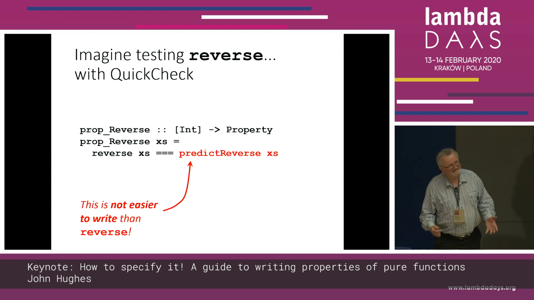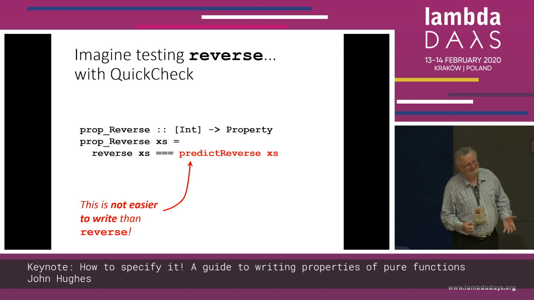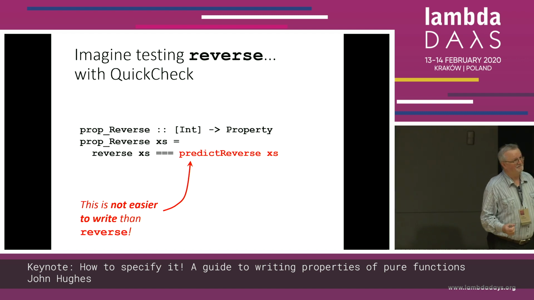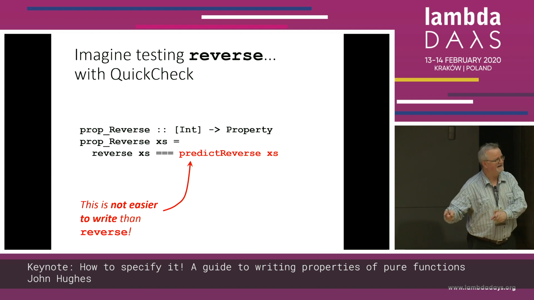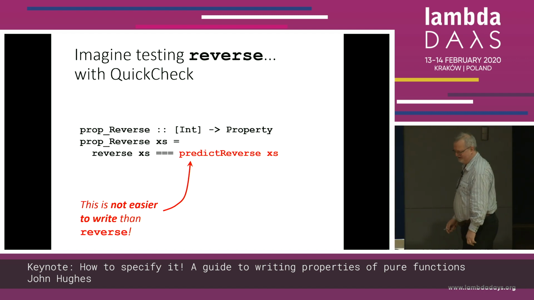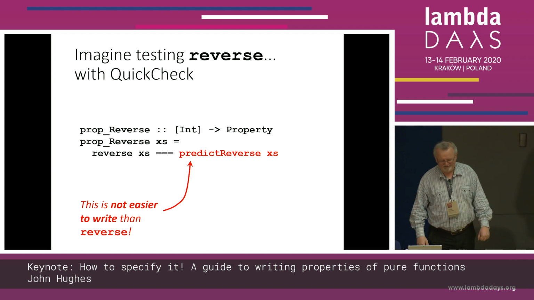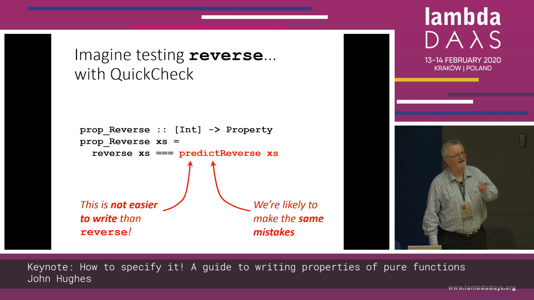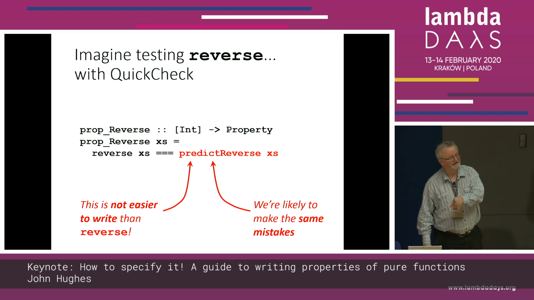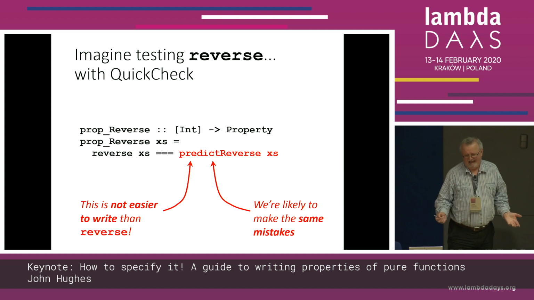But that isn't actually any easier than writing the reverse function, is it? Because it is the reverse function. Now I'm going to write the reverse function twice, once in my code and once in my test. And do you know what's really stupid about that? If I've made a mistake in the reverse function the first time I wrote it, I'll almost certainly make the same mistake the second time I write it. So that means not only am I doing the same job twice, but there's little value. I'm going to be making the same mistakes both times.